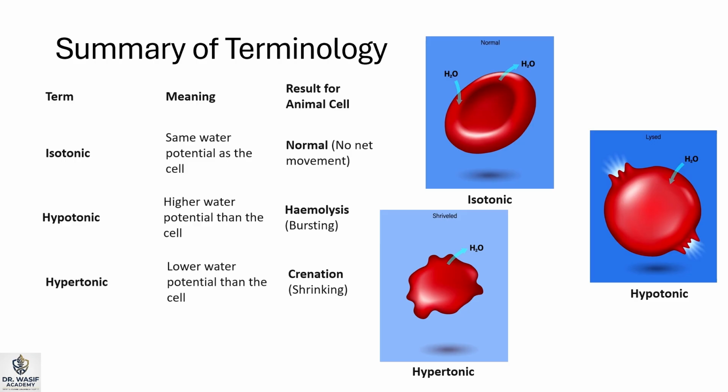Okay, my dear students, with this slide, we have completed the mechanics of osmosis and how water potential plays its role in maintaining turgor pressure and keeping plant and animal cells alive.